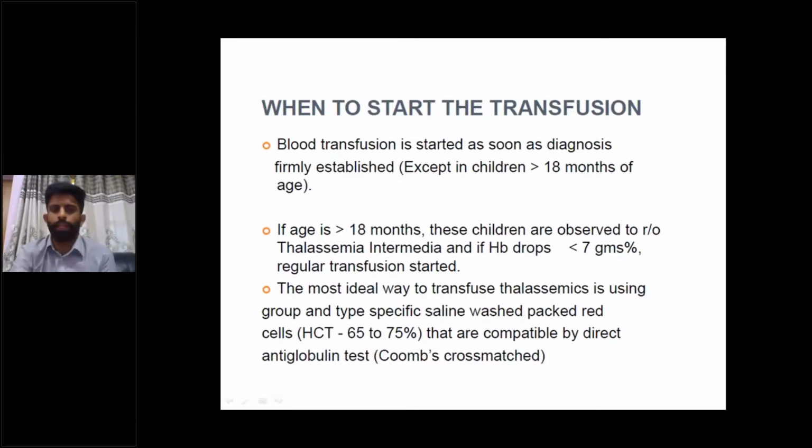If the age is greater than 18 months, these children are observed to rule out thalassemia intermedia, and if hemoglobin drops to less than 7, then you go for first regular transfusion as the palliative treatment. Then eventually go for super and hyper transfusions also. And the most ideal way to transfuse thalassemics is using group and specific type saline washed packed red cells that are compatible by direct antiglobulin test. So you have to go for Coombs cross-matched blood.